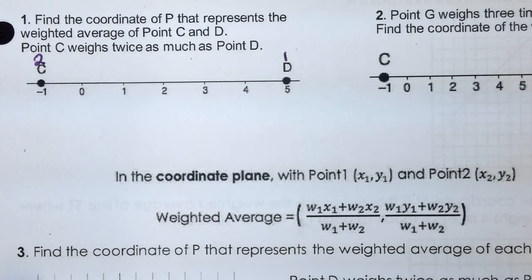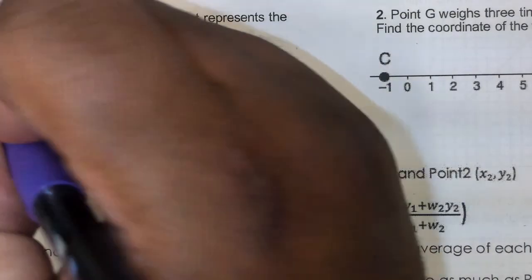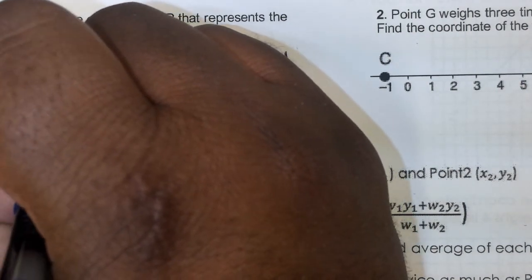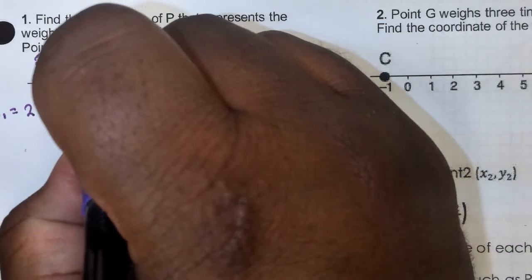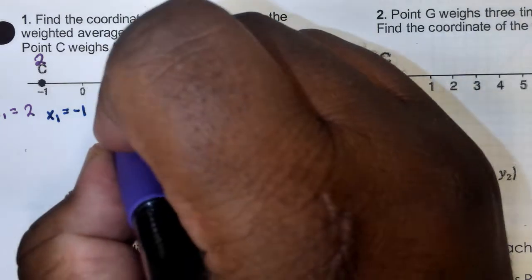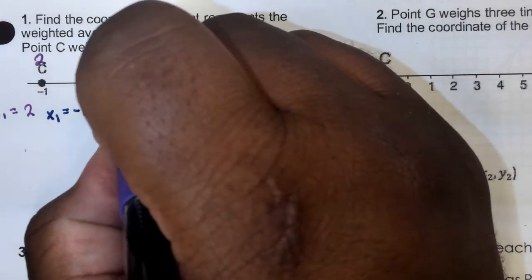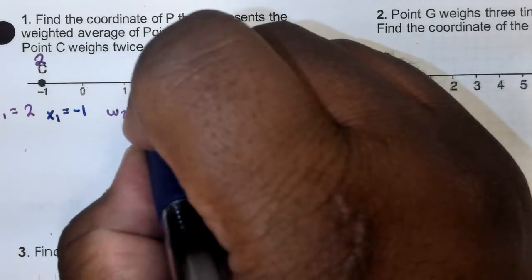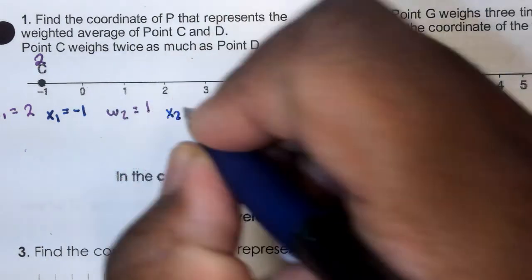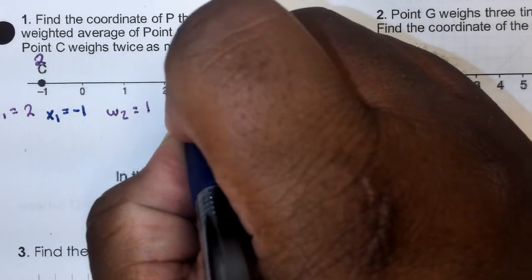Then from there, I'm going to just label to make sure I'm good. So my weight 1 is going to be 2. Under that weight, my x1 is going to be negative 1. And that's where my point is, the actual location. Then my weight 2 is going to be 1, and my x2 is going to be at 5.